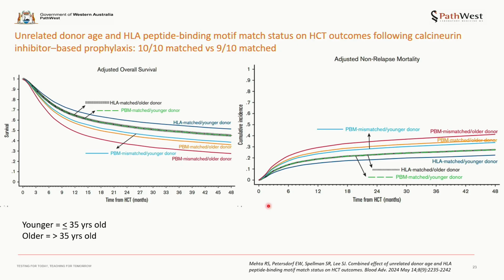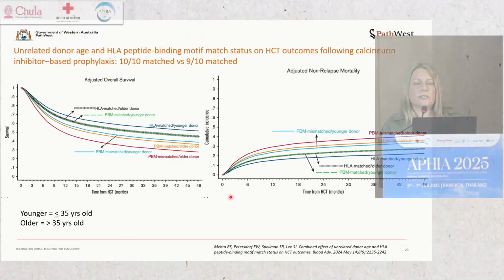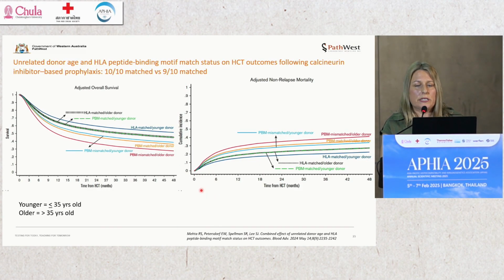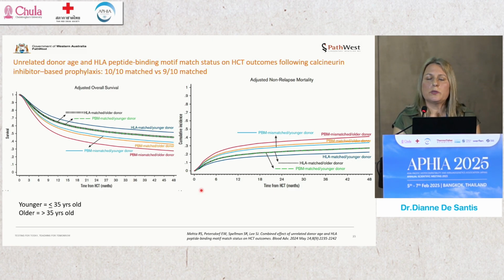Combining donor age and HLA peptide binding motif match status, as described by Ciavello following CNI-based GVHD prophylaxis, Meta et al. showed that older donors and the HLA match were both significant predictors of overall survival and non-relapse mortality. There was no difference in relapse, and the difference in overall survival was explained by non-relapse mortality.